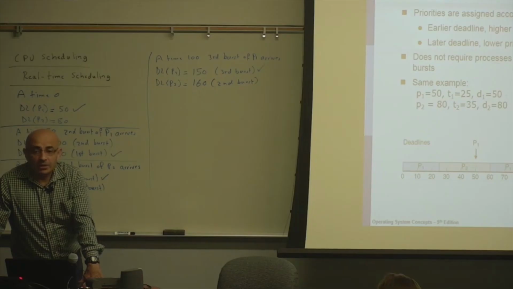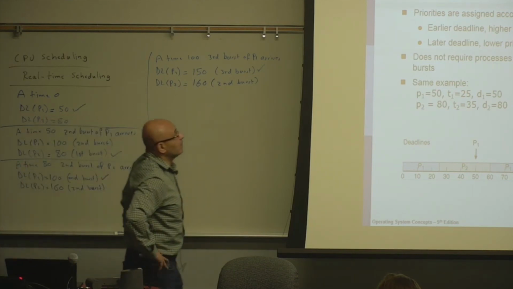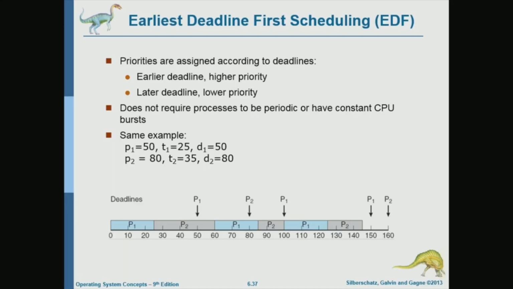Okay. So, any questions on this algorithm, on earliest deadline first scheduling algorithm? So it's very intuitive. We're trying to meet the deadlines, so we just give the CPU to the process with the earliest deadline. So it's a quite intuitive algorithm.